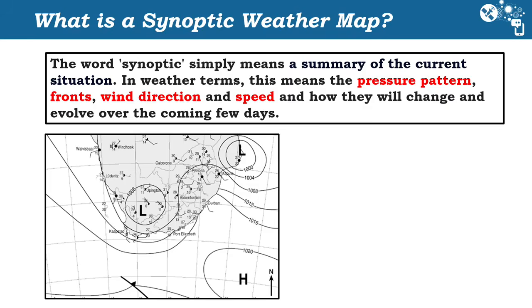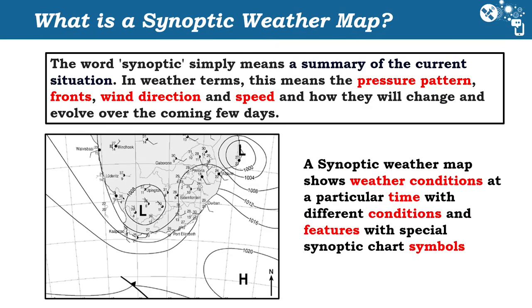So we see that it sounds a little bit complicated, but hopefully by the end of the session you will have a clearer idea of what a synoptic weather map is. To sum it up in one sentence, a synoptic weather map shows the weather conditions at a particular time with different conditions and features with special synoptic chart symbols, and we'll be looking at those symbols also.